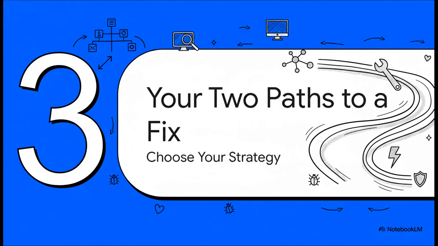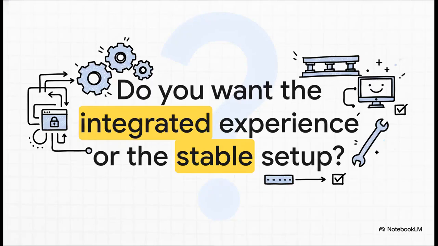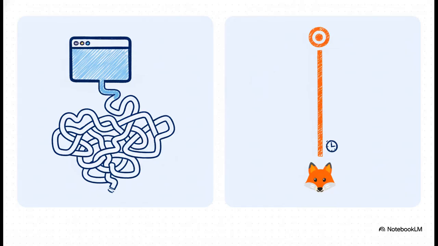All right, so now that you know what's really going on, you've got a choice to make. There are basically two ways to solve this, and which one you pick really depends on what you need to get done right now. And the question you've got to ask yourself is simple. Are you absolutely committed to fixing that built-in browser for the tight integration? Or do you just want a rock-solid, easy-to-troubleshoot setup that lets you get back to work in the next 10 minutes? This slide really just breaks it all down.